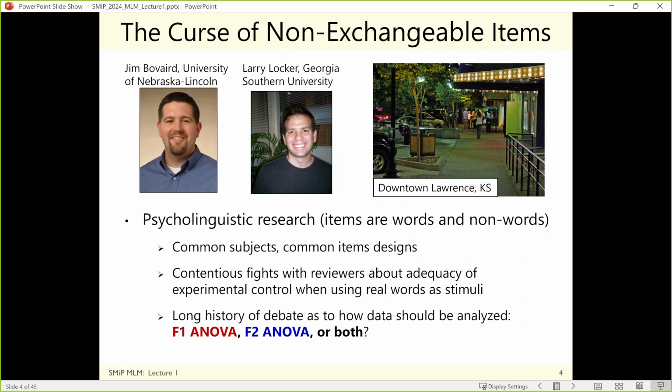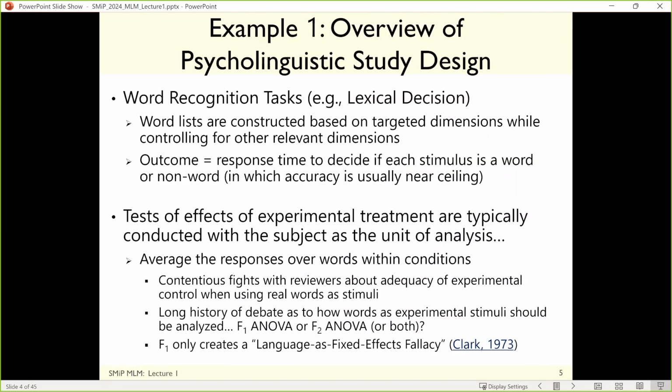So at the time, there was a debate in their literature about what the best way was to analyze data from these kinds of experiments, whether you should do an F1 ANOVA, an F2 ANOVA, or both. In his world, he was usually using what is known as a lexical decision task, in which as quickly as possible you have to decide if a given stimulus is an actual word or a non-word.